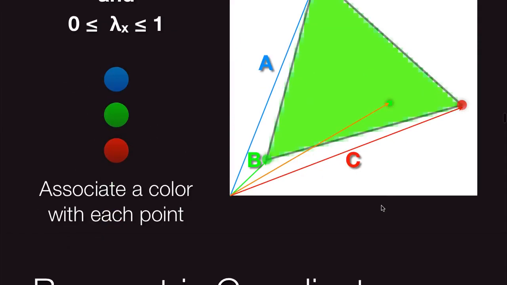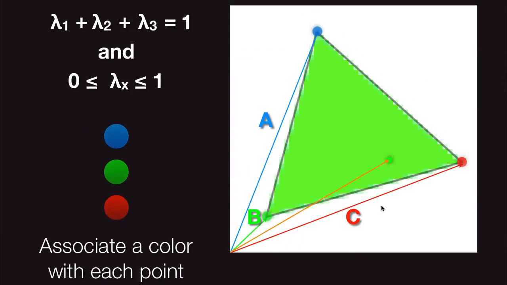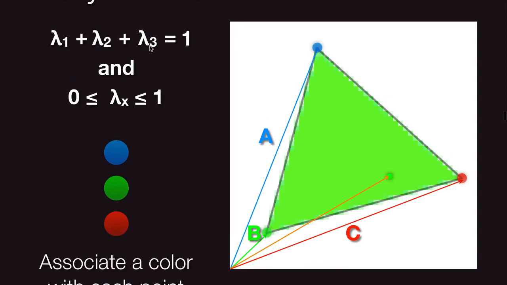Talk briefly about these barycentric coordinates. Barycentric coordinates are a way of specifying a position within a triangle. You can see these 3 lambda values. If they add up to 1, and all your lambda values are between 0 and 1, you can specify a point within the triangle. You can specify every point within the triangle.